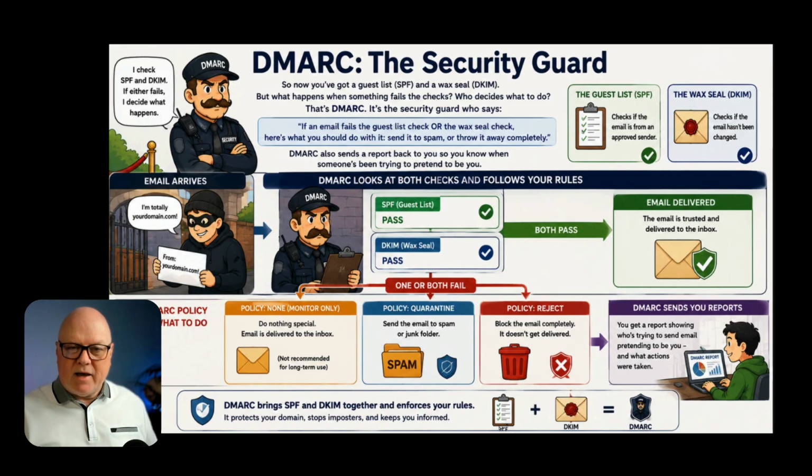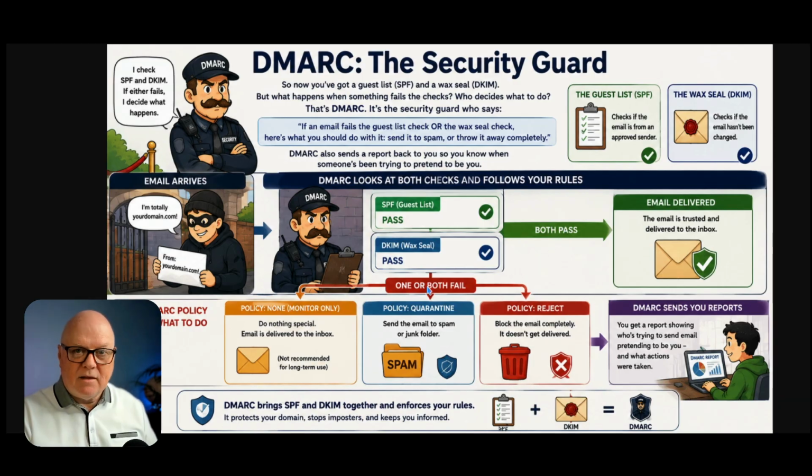Now think of DMARC as like the security guard, or the person who decides what to do with emails that have failed either the SPF check or the DKIM check, or some may fail both. What we can see here is, if it passes SPF and it passes DKIM, then there's a good chance your email is going to be delivered into your subscriber's inbox, and all is good. However, if either one or both of those fail, then DMARC decides what to do with those emails.